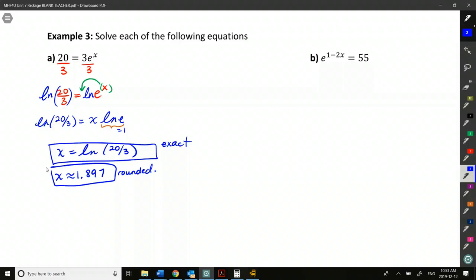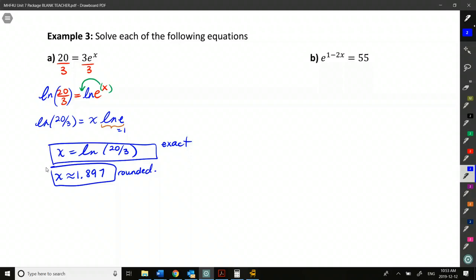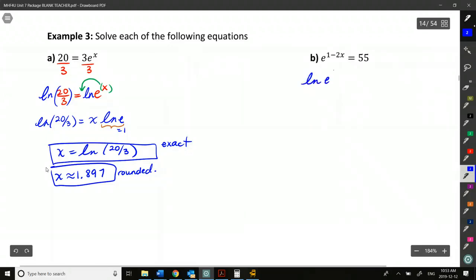Okay, so same deal as what we've done before, but instead of logging both sides, if you see that your equation has a base of e, you're going to ln both sides. Okay, someone want to take us on some thoughts on the next one? What would you do? Jonathan? Well, you ln both sides like normal. You just got to make sure that the 1 minus 2x is grouped.